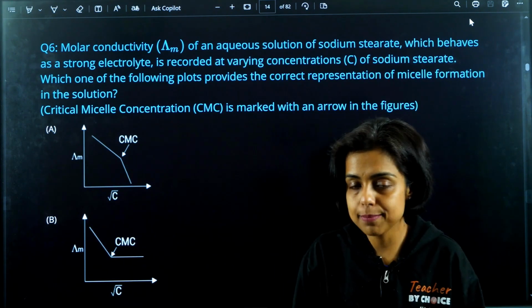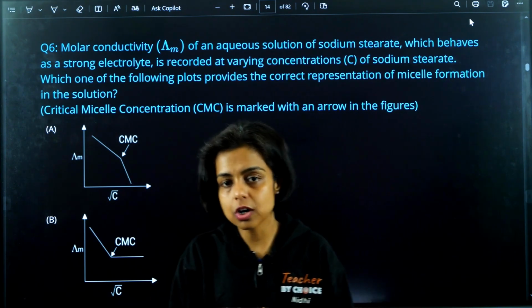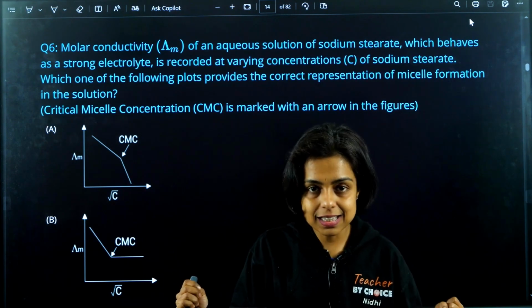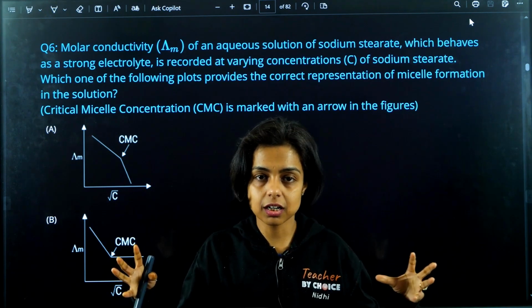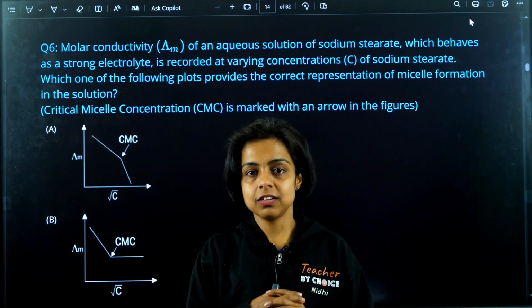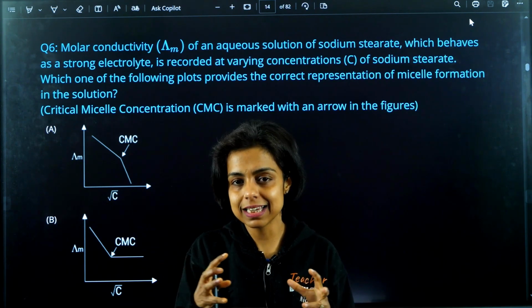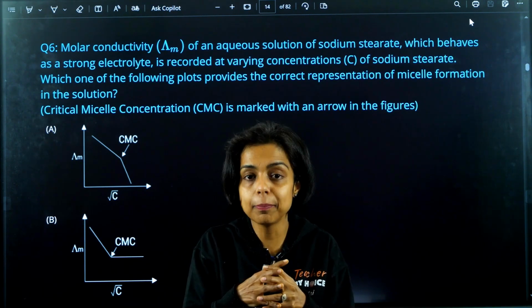At CMC, the critical micelle concentration, is the concentration at or above which the particles start combining to form micelles. So of course, at that point or beyond that point, because the particle size increases, they just aggregate to form a bigger molecule.